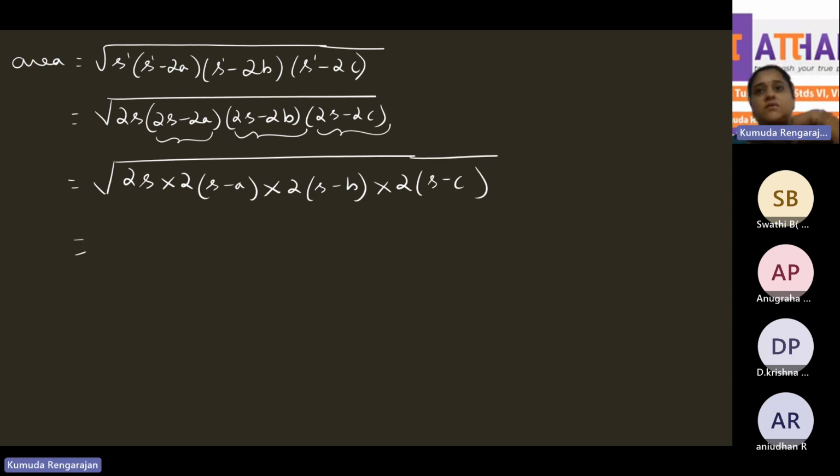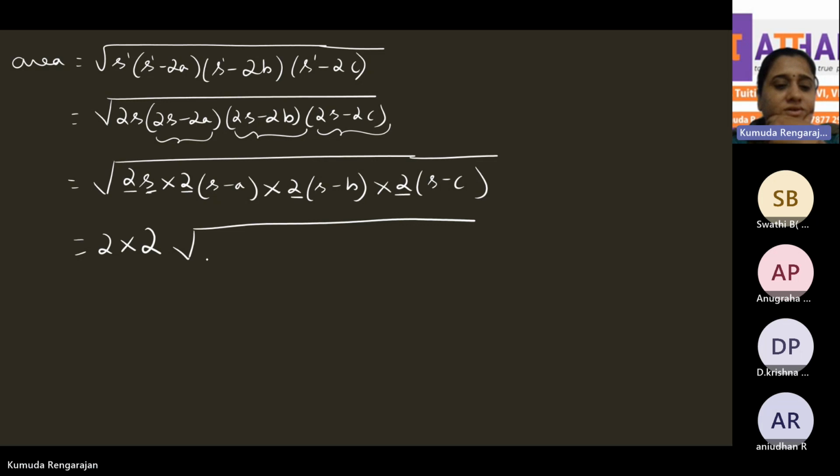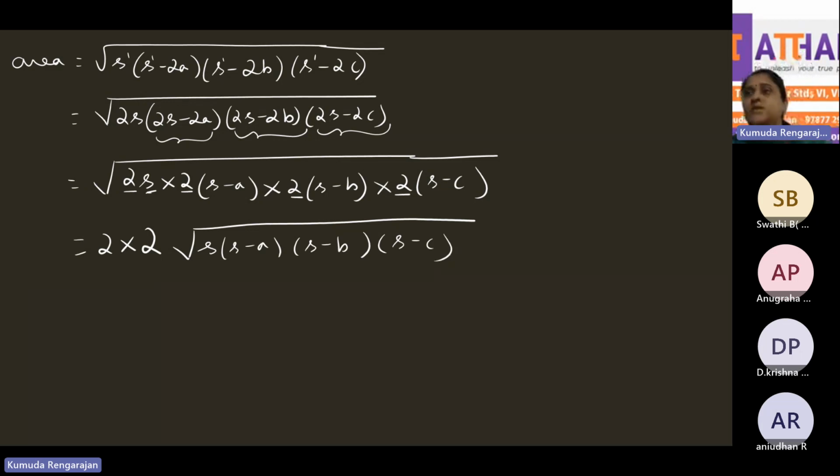All of you understand this? So how many 2's do you have? 1, 2, 3, 4 2's. So 2 2's will come out. Then under the square root, what will you have? S into s minus a into s minus b into s minus c. The remaining thing is nothing but delta. The area of the new triangle is 4 delta.